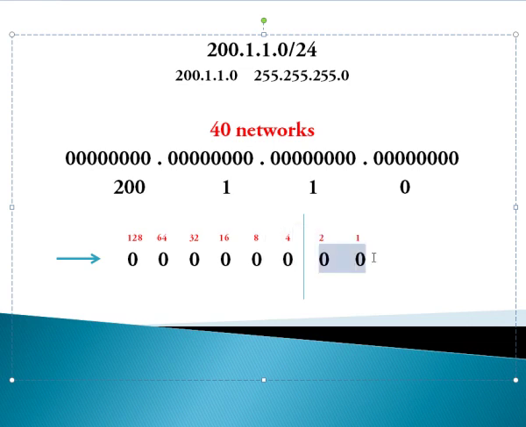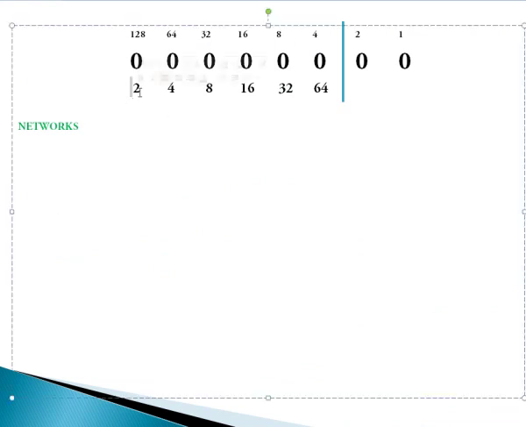These 2 bits were left behind for the hosts. I will explain that a little bit later. At the moment, let's work on the network. 6 bits to create 40 networks. Straightforward, yes? Simple. Now, this is our octet. 2, 4, 8, 16, 32, 64 networks. This is where we draw the line. These 2 bits are for the hosts, and this we give to the network.